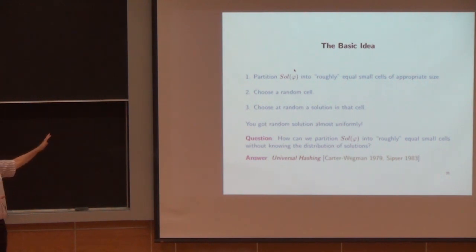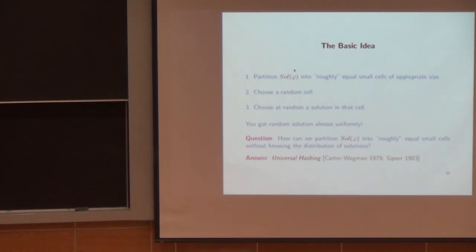We divide the solution space into small cells by doing repeated random division. And then we choose a cell, which is one of the cells that we got after this repeated division. And then we choose something from that cell. Now, if the cells end up small enough and roughly equal, this will give me an almost uniform sampling.